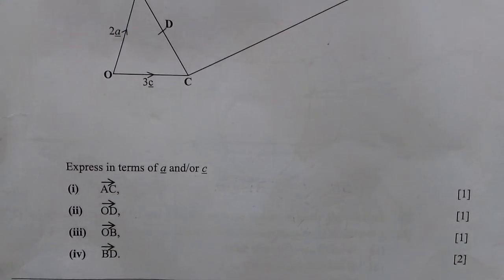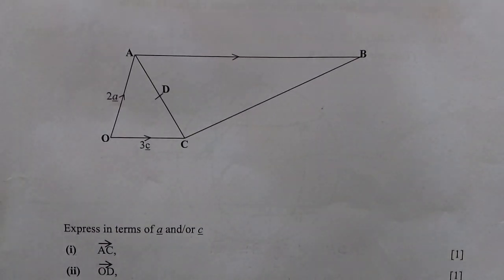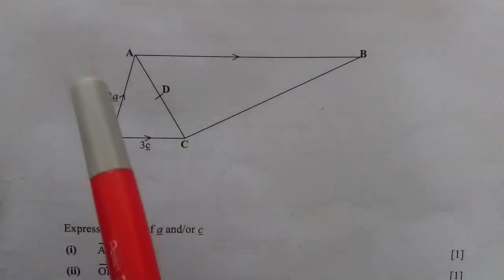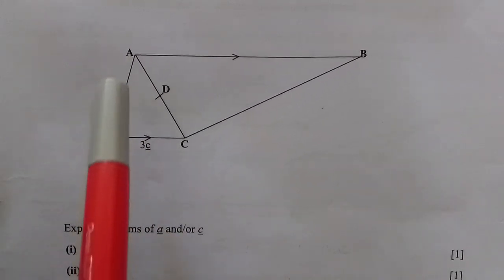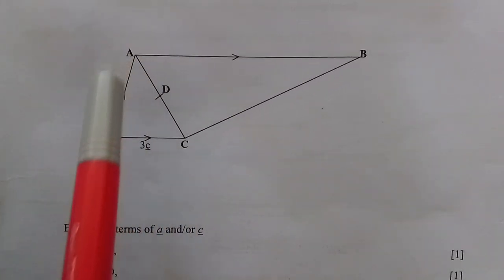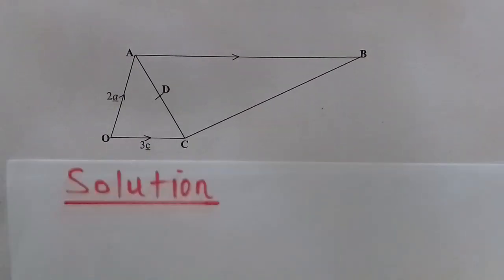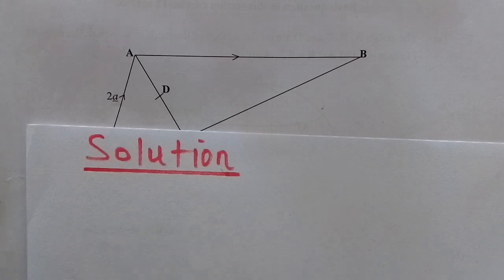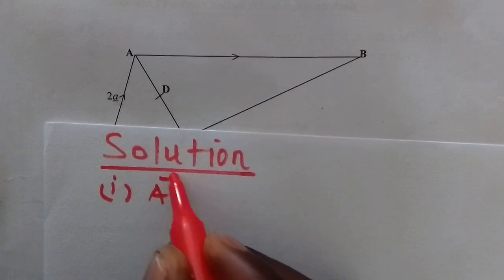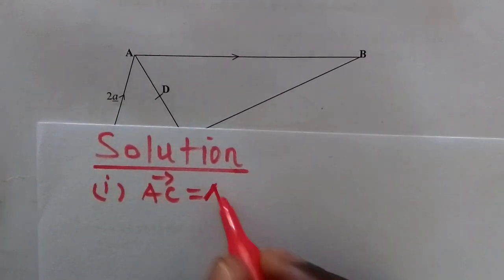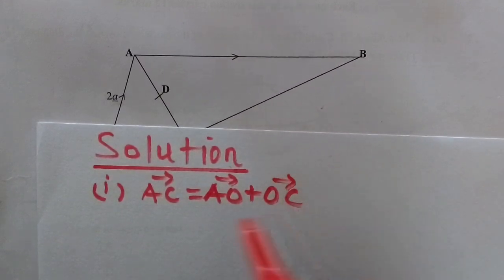So let's start with the vector AC. To work out vector AC, we will take vector AO and vector OC. So to get AC, we'll take vector AO and OC. So this will give us the following. Vector AC, which is Roman numeral 1, AC vector is equal to AO vector plus OC vector.